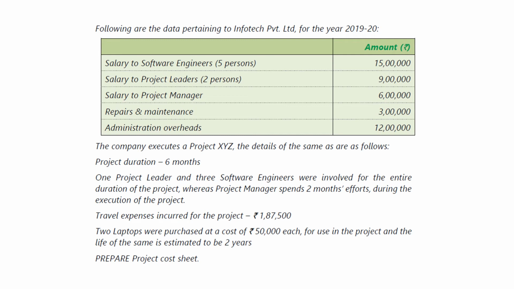Administration overheads, 12 lakhs for the entire year. The company executes a project XYZ. The details of the same are as follows. Project duration, 6 months.